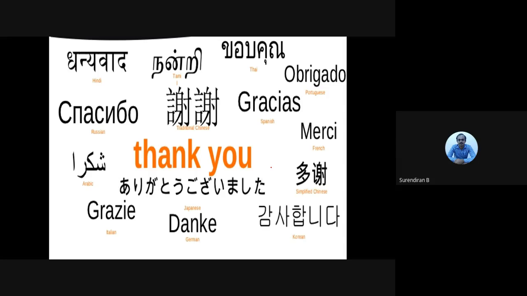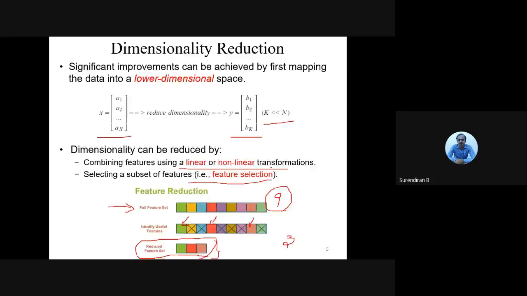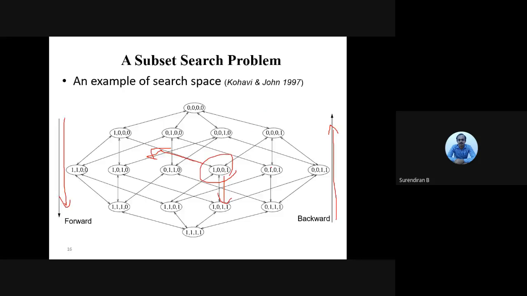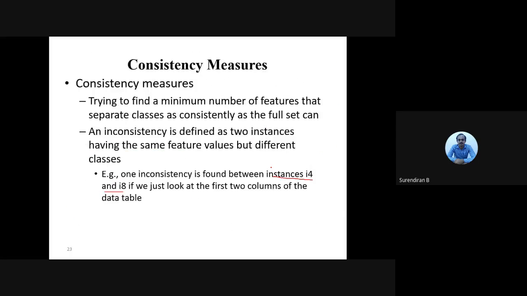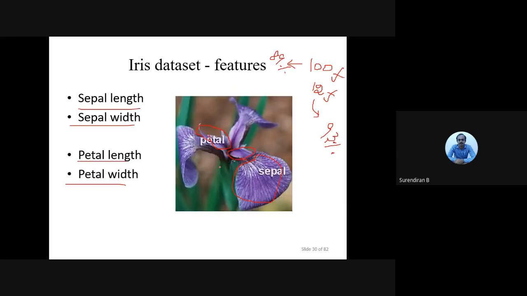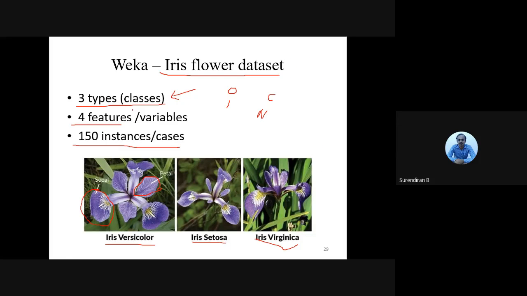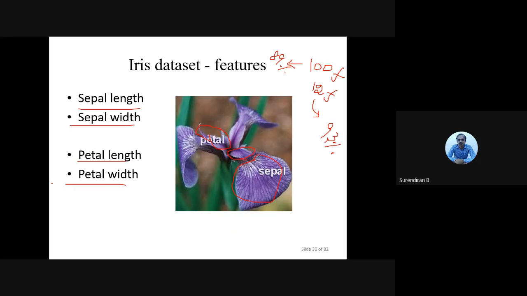I'll go into the WEKA tool and show a demonstration with it. For this, I'll be using the iris dataset. I'll show that once again. For the iris flower dataset, we have 3 classes: iris versicolor, setosa, and iris virginica, and we have 4 features: petal length, petal width, sepal length, and sepal width.